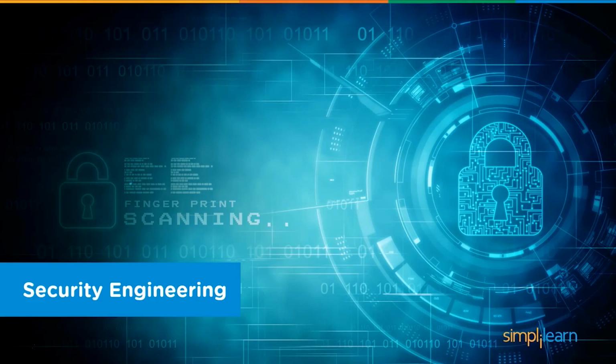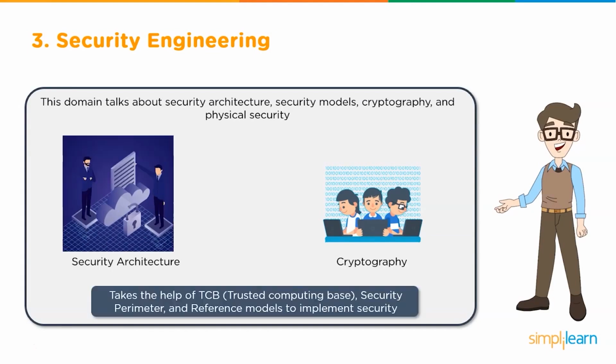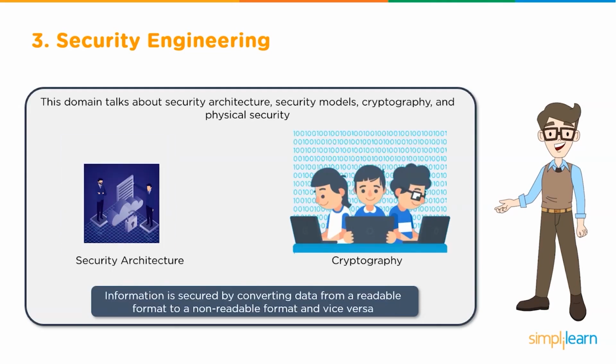Let's now move on to our third domain, security engineering. As the name suggests, this domain talks about security architecture, security models, cryptography, and physical security. Security architecture establishes a common practice for creating, analyzing, and using architecture description within a particular domain. Security architecture takes the help of TCB, that is Trusted Computing Base, security perimeter, and reference models to implement security. Cryptography is also a part of security engineering. In cryptography, information is secured by converting data from a readable format to a non-readable format and vice versa.